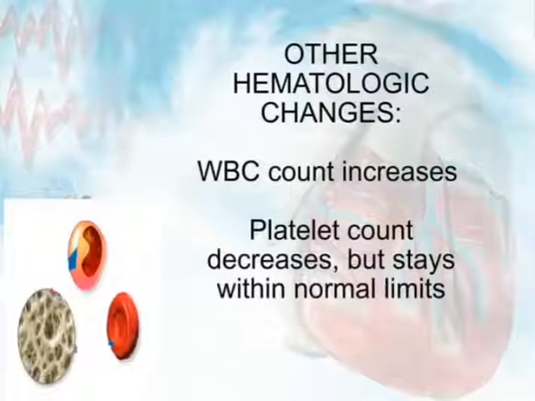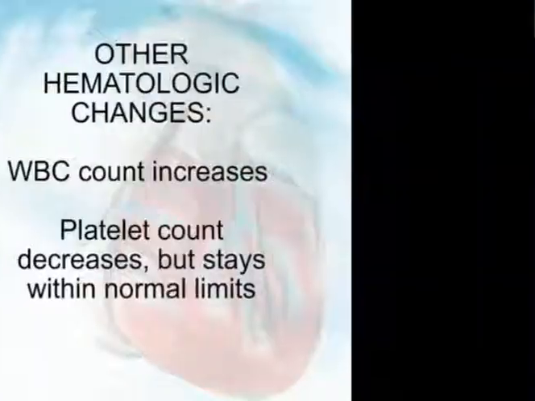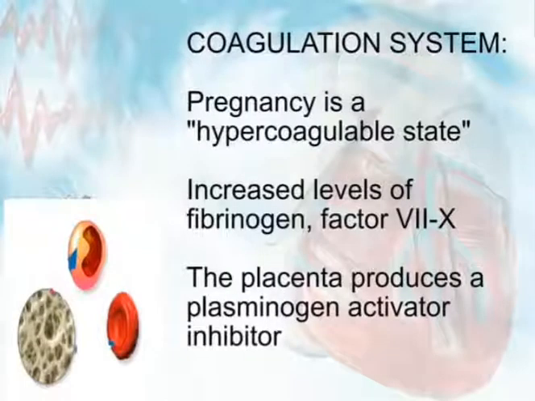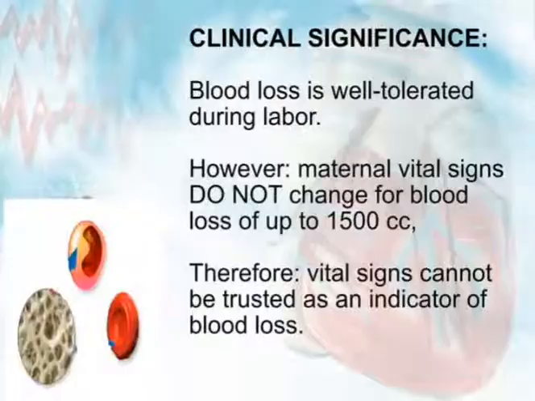Other hematologic changes: WBC count increases, platelet count decreases but stays within normal limits. Coagulation system. Pregnancy is a hypercoagulable state. Increased levels of fibrinogen, and factors 7 to 10 will be increased. The placenta produces a plasminogen activator inhibitor.